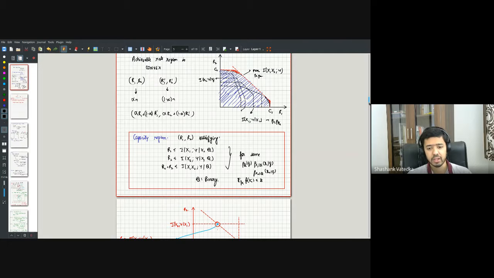So in this class, we'll see an example of a binary MAC, with two binary inputs and one binary output. We'll try to at least numerically evaluate the capacity region and plot it. All we'll be using are these information inequalities. Our goal will be to evaluate all of these points and then get a plot to see what the capacity region looks like. Any questions before we proceed?